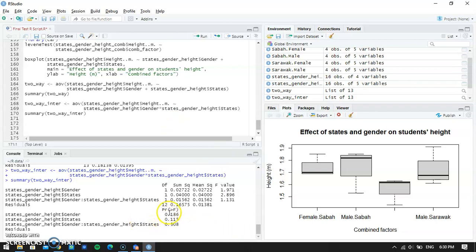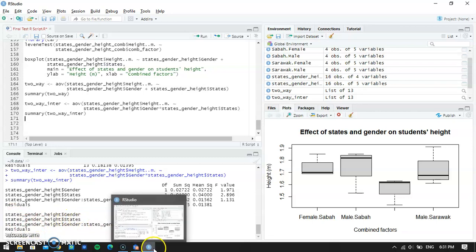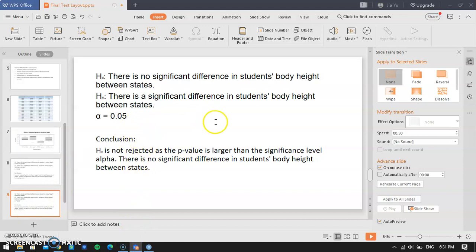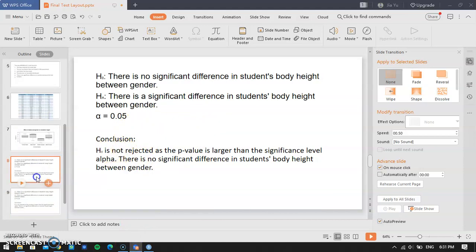Based on the result of ANOVA test, the p-value for the hypothesis of gender affecting the height and as well as the state affecting the height is rejected. So that means that there is no significant difference in students' body height between gender as well as between states.